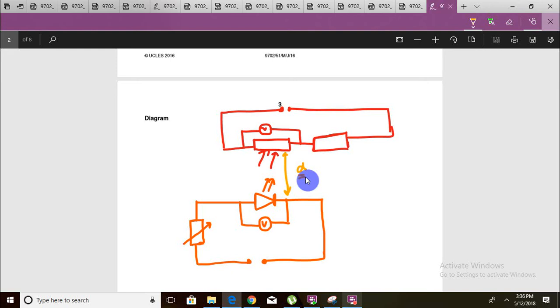Lambda is a into x over d, where a is the slit separation, and that would be written on the double slit. If it isn't, you may use a vernier caliper, but it will be very difficult to measure.